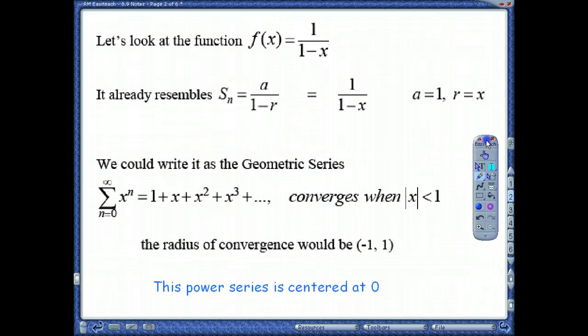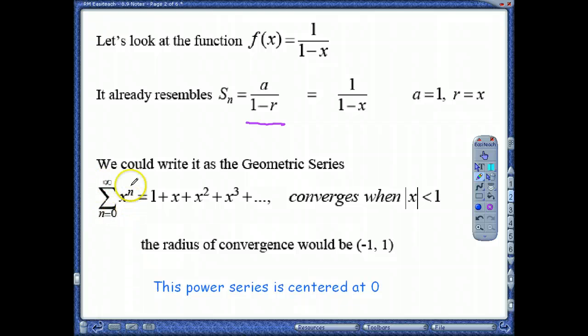So just as a little example here, we've got a super easy example. We've got the function 1 over 1 minus x. Okay, it's super easy because it already resembles the sum of a geometric series. Notice we have a is equal to 1, and r is going to be x. So I can rewrite it, okay, you've got that a times x to the n power. So we've got our 1 times x to the nth power.